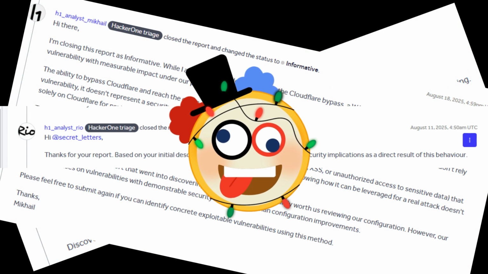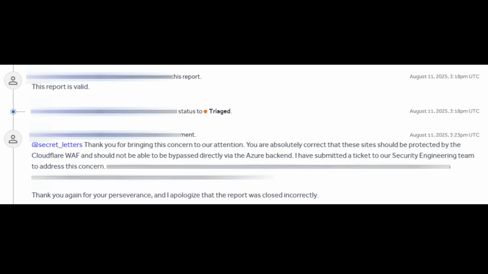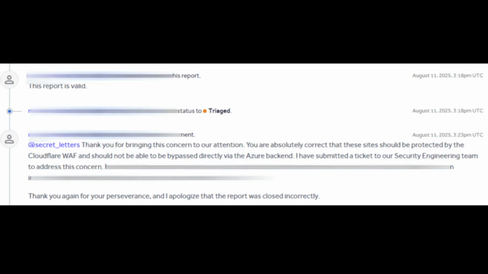Thank you for your report. Based on your initial description, there do not appear to be any security implications as a direct result of this behavior. Report is valid. Thank you for bringing this concern to our attention. You are absolutely correct that these sites should be protected by the Cloudflare WAF and should not be able to be bypassed directly via the Azure backend. I have submitted a ticket to our security engineering team to address this concern. Thank you again for your perseverance, and I apologize that the report was closed incorrectly.